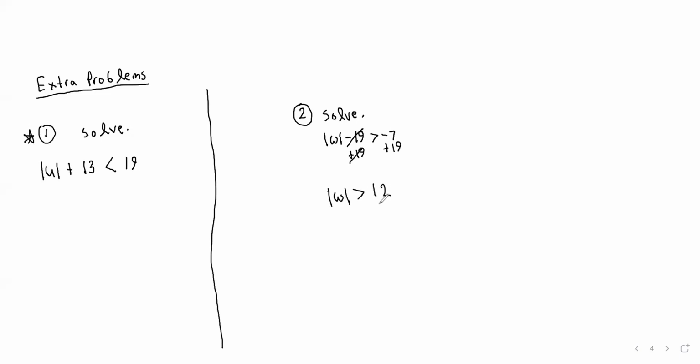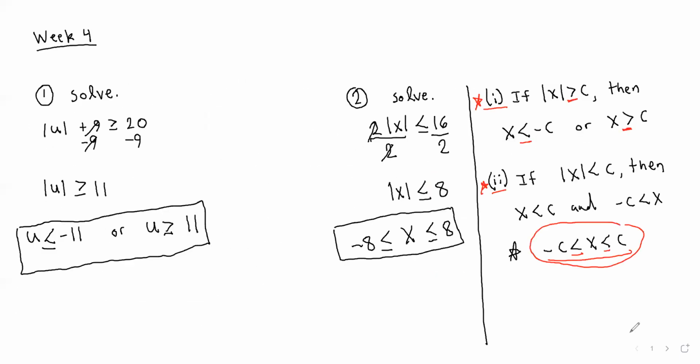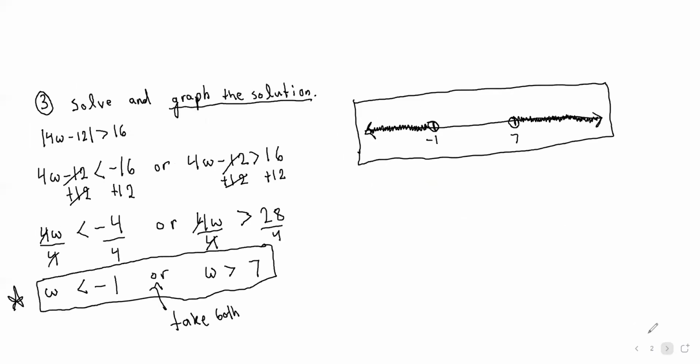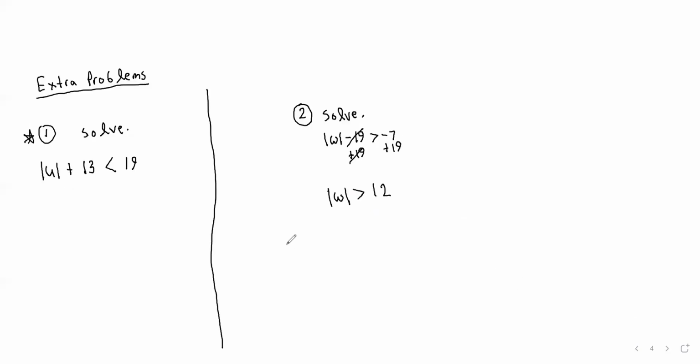So this is just like rule 1 from page 1 that I wrote down. And so using rule 1 with c is 12 and x is w, we get w less than minus 12 or w greater than 12. So we have w less than minus 12 or w greater than 12.